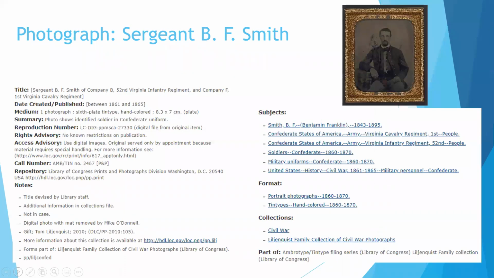Okay, so this is a photograph of Sgt BF Smith. This is an ambrotype tintype photograph. It's again part of the Library of Congress collection. This record has 14 Dublin Core elements. So title, date created / published, medium, summary, reproduction number, rights advisory, access advisory, call number, repository, notes, subjects, format, collections, and part of. And remember, not all DC elements are necessary for describing each item.